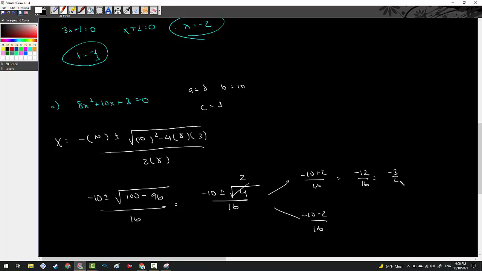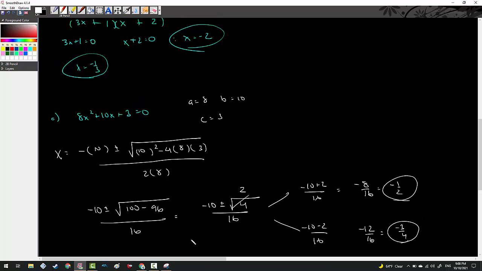So what we get is negative 12 over 16, which is, they both divide into 4, so negative 3/4. And then negative 12, oh, sorry, I think I made a mistake there. I think the top one is negative 8 over 16. Negative 8 over 16, which is negative 1/2. And this is negative 12 over 16, which is going to be, again, they both divide into 4, so negative 3/4. Again, when you get these rational numbers, it just means that what you're dealing with is factorable here.